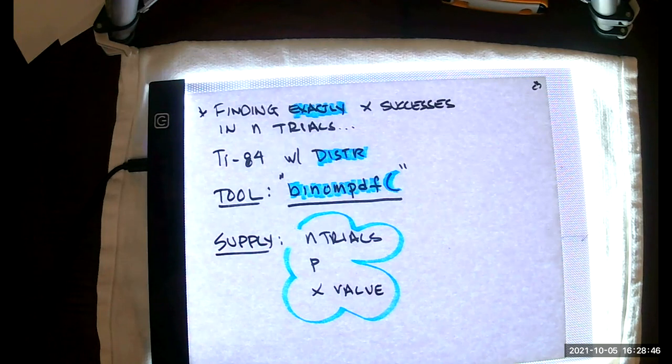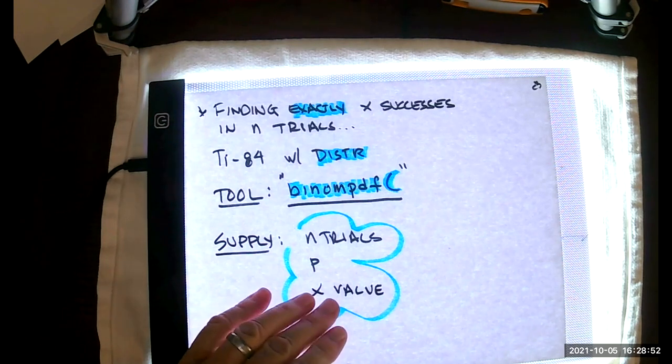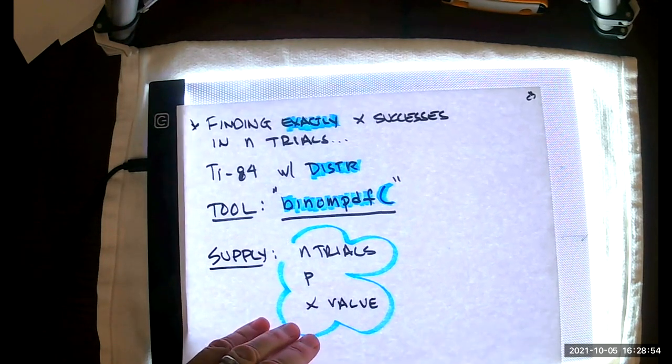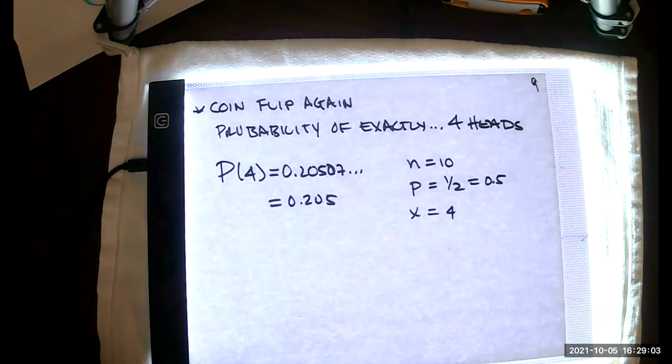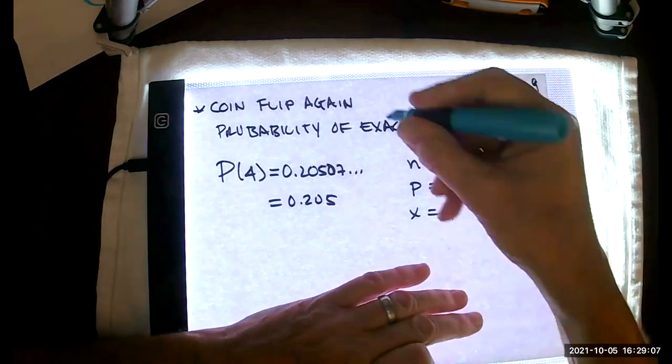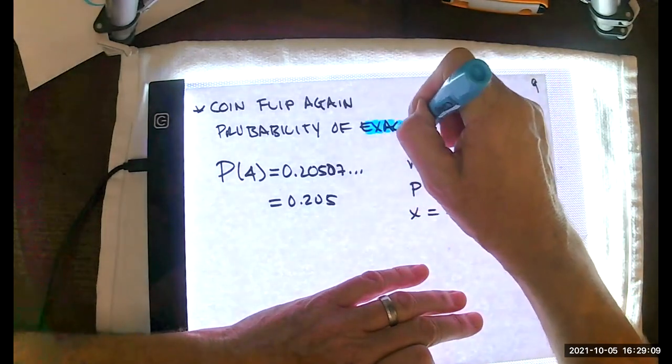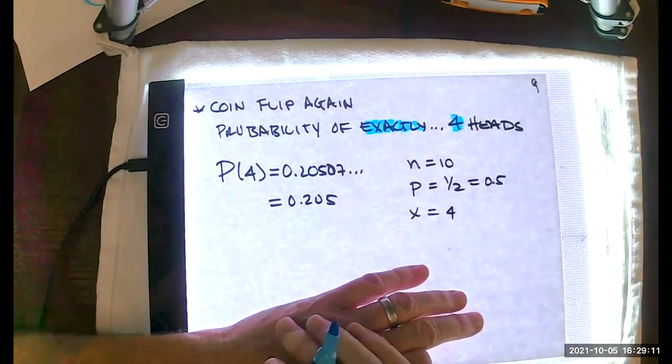I'm going to do this twice because the keystrokes are a bit different depending on how your calculator might be working. So let me go ahead and get rid of this for now. Let me bring this over again. Just a little bit different, but pretty much the same. So we got the same coin flip. And again, we're looking for exactly 4 heads.